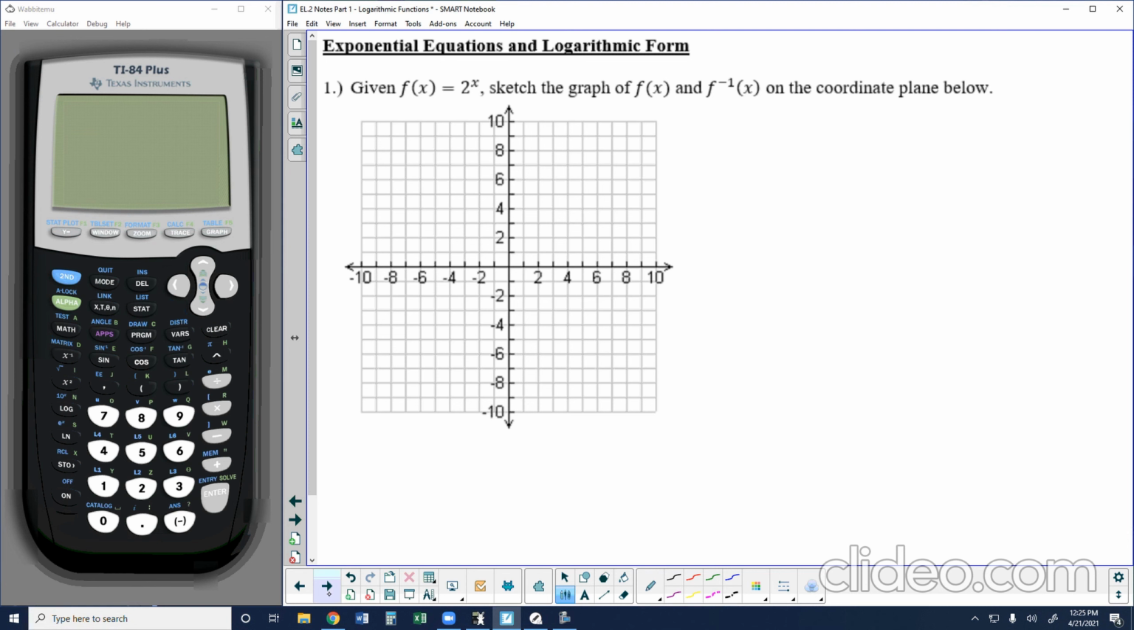In order to do so, we're going to use a graph to set up a representation. Here it says, given f of x equals 2 to the x power, sketch the graph of f of x and the inverse of f of x.